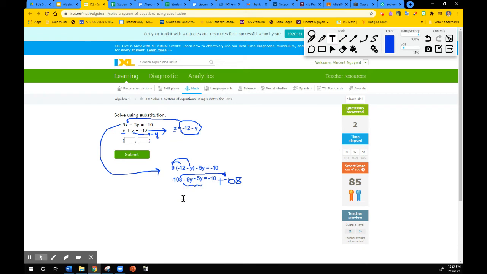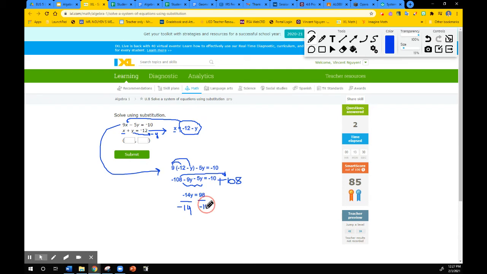So the 108 is gone. Now I'm going to combine. So I get -14y equals 108 positive, and then -10. That's going to give you 98 positive, right? It's kind of like thinking 108 minus 10. And then what you're going to do eventually is divide by negative 14, right? So the next step is to divide by negative 14 so that you can get the value for y, okay? Negative 14.